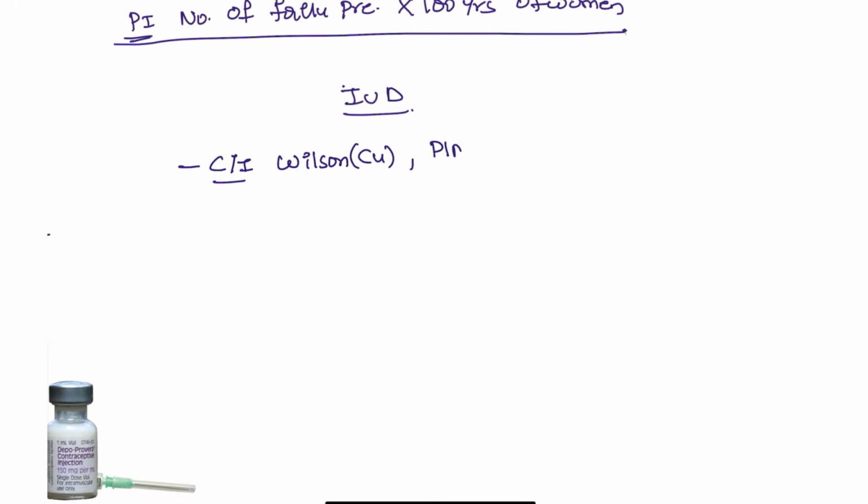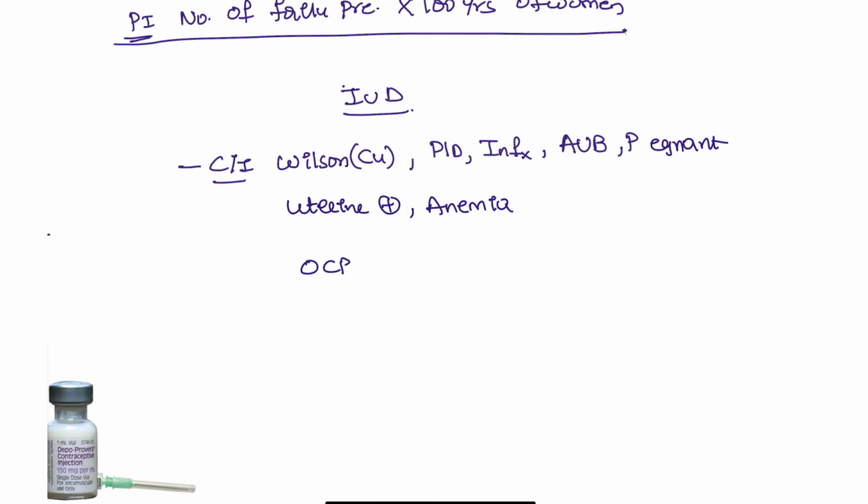If the patient presents with PID or active infections, it is contraindicated. Abnormal uterine bleeding is contraindicated. If the patient is pregnant right now, this is also contraindicated. Any uterine anomalies or uterine pathologies are contraindicated in this patient. Okay, and severe anemia is also contraindicated for this patient.